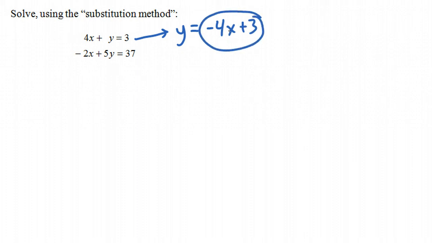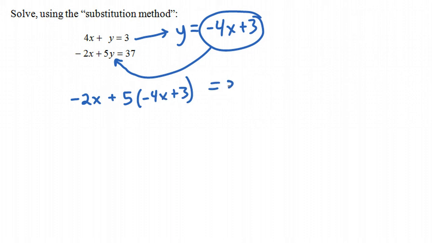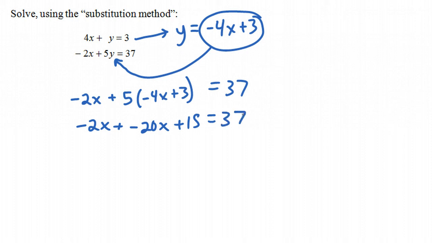So we're going to take this negative 4x plus 3 that y is equal to, and we're going to plug it in for y in the second equation. So we have negative 2x plus 5 times negative 4x plus 3 is equal to 37. We distribute the 5, we get negative 2x plus a negative 20x, or just minus 20x, plus 15 is equal to 37. Combine our negative 2x and negative 20x, we get negative 22x plus 15 is equal to 37.